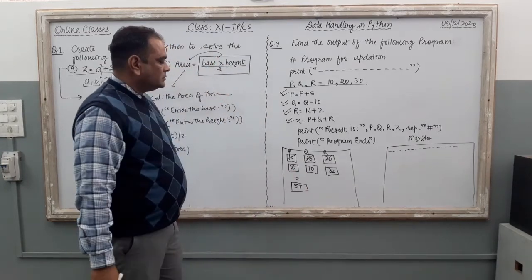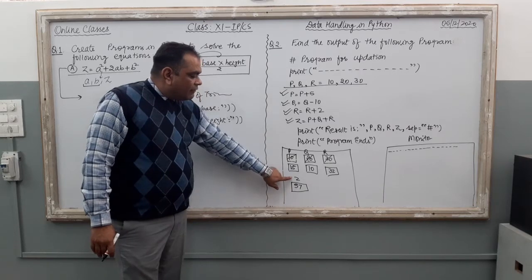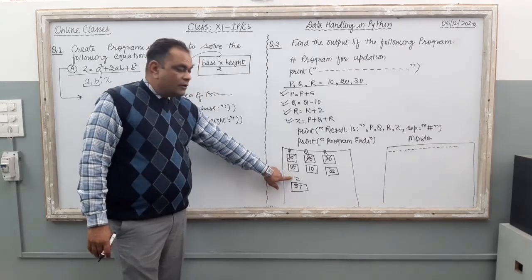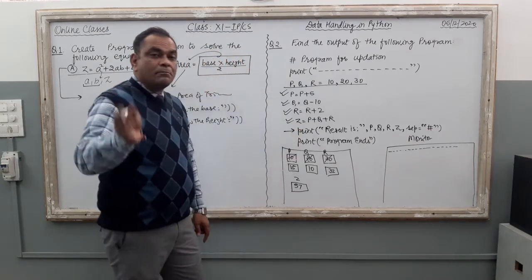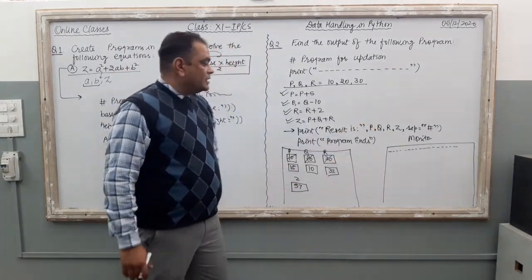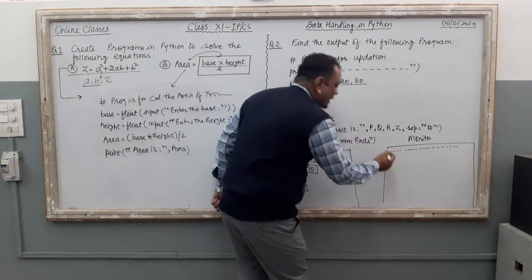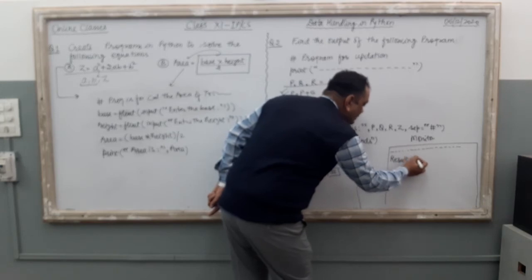Clear? 57 is there with this variable Z. The value of Z is 57. Now the computer is here on that line. It is a print command. Print command means you have to shift to the monitor. Come to the monitor, what will be written there? Result is. So just write this one. Result is, on the monitor.